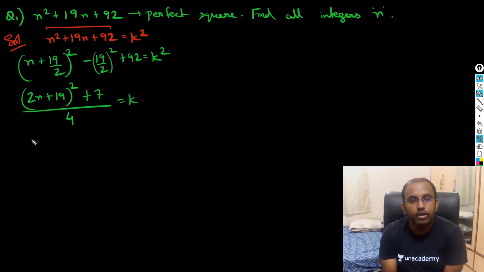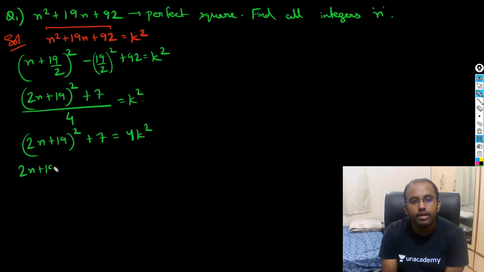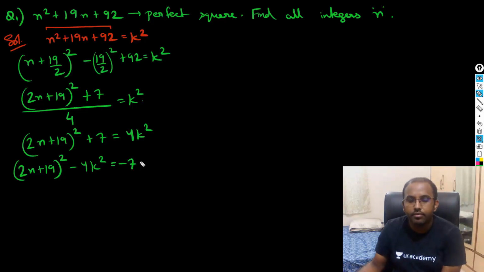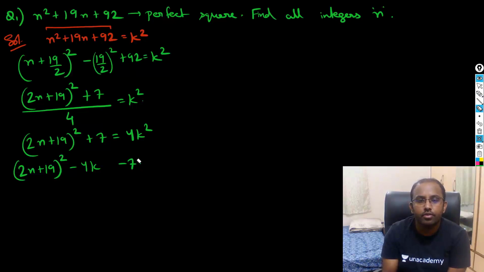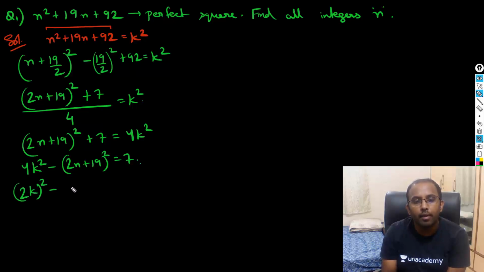Now what do I get, guys? I get 2n plus 19 whole square plus 7 is equal to 4k square. Now what do I get from here? 2n plus 19 whole square minus 4k square is equal to minus 7. Or I can just reverse it. That will give you 4k square minus 2n plus 19 whole square is equal to 7. Or you can write 2k whole square minus 2n plus 19 whole square is equal to 7.